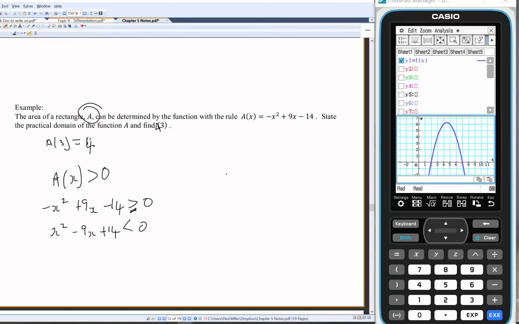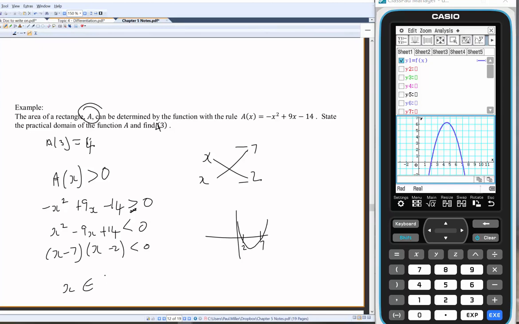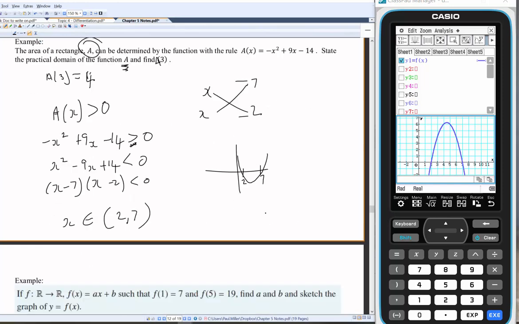Okay, 14 is going to be 7, 2. So x take 7, x take 2 less than 0. When it's less than 0, x is an element of between 2 and 7 inclusive. So that's the values of x that will produce a positive area. All right.